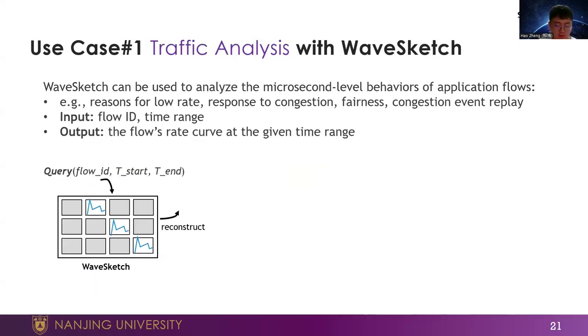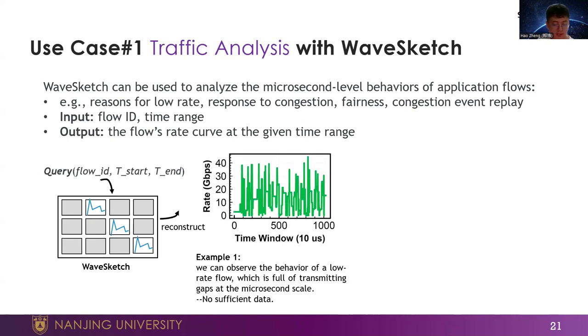This page gives several application examples of WaveSketch. When querying a WaveSketch, we need to input a flow ID and a time range. The flow ID is required to locate specific buckets. The time range is used to select the range of the rate curve in these buckets. Microsecond-level flow rates can be used for in-depth analysis of flow behaviors.